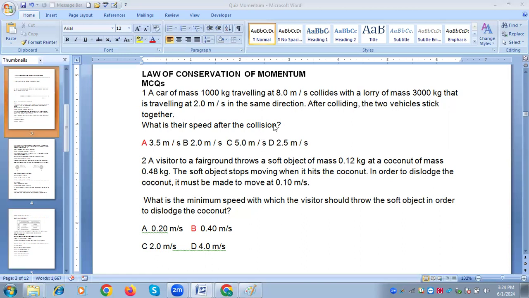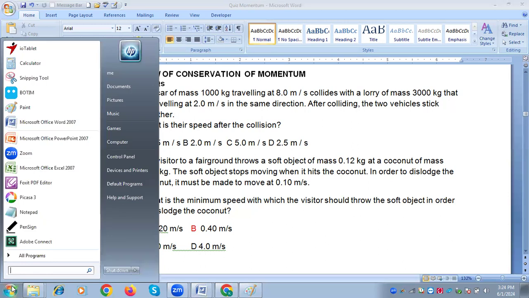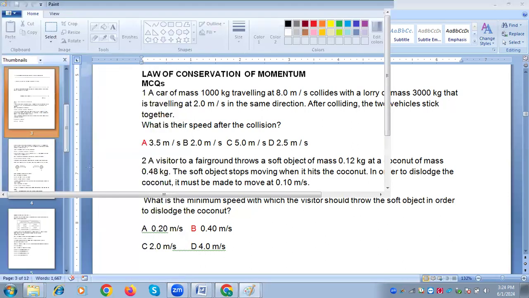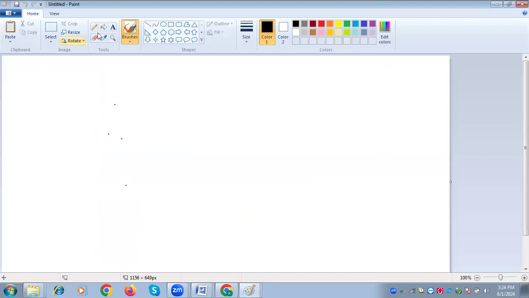So here both the bodies are moving with different velocities, masses are different, and they are moving in the same direction. Suppose we will take the direction of motion in the beginning towards right. So I will just give you a pictorial view. Here there are two bodies which are traveling at different speed.